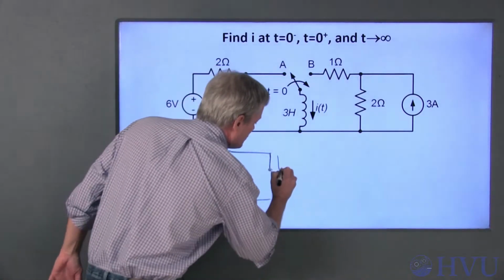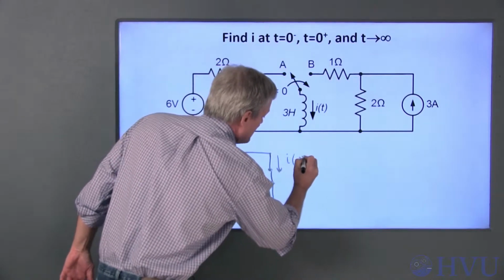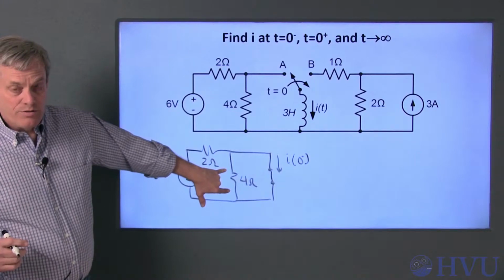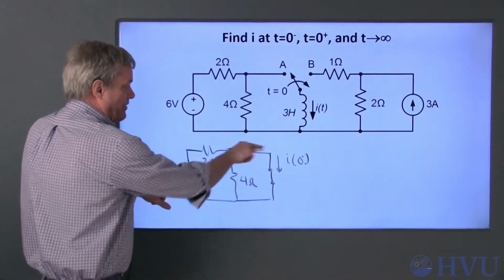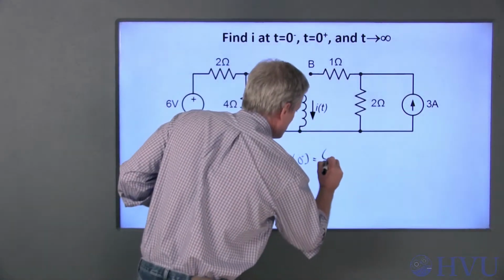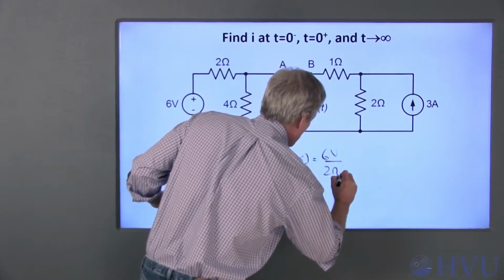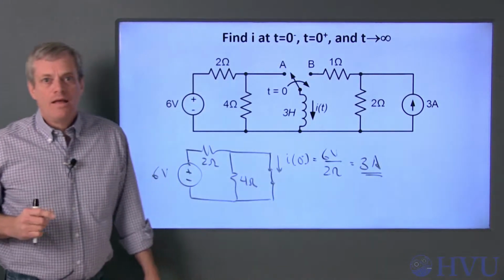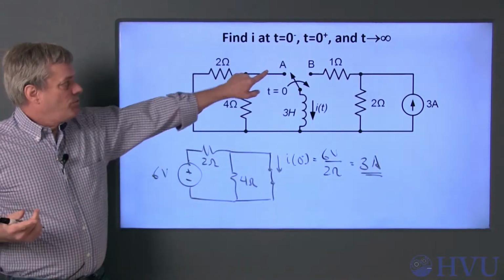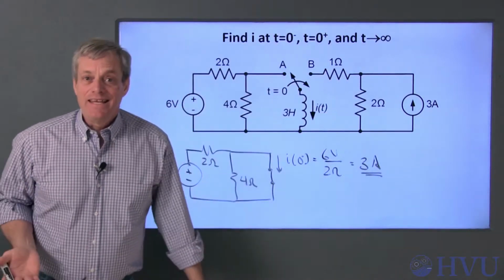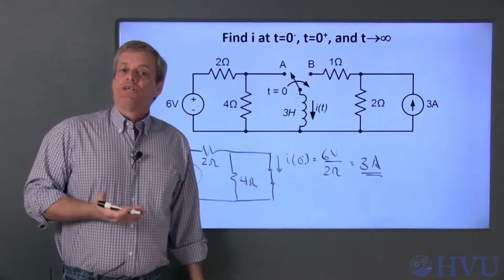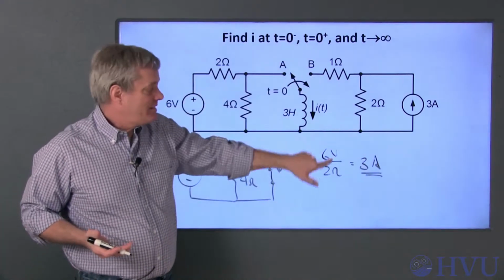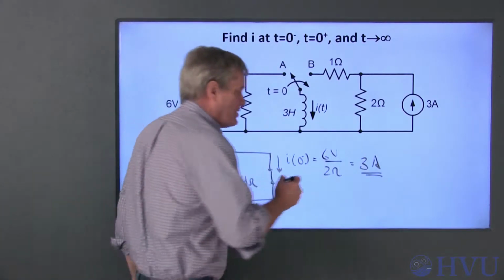The current through this short circuit is I at 0 minus. Since this has no voltage difference, no current goes through this resistor, and the current through the inductor is just 6 volts over 2 ohms, which is 3 amps. The transition of the switch from point A to point B happens instantaneously, but the inductor can't change its current instantaneously. So the current at t equals 0 plus is the same as the current at t equals 0 minus.